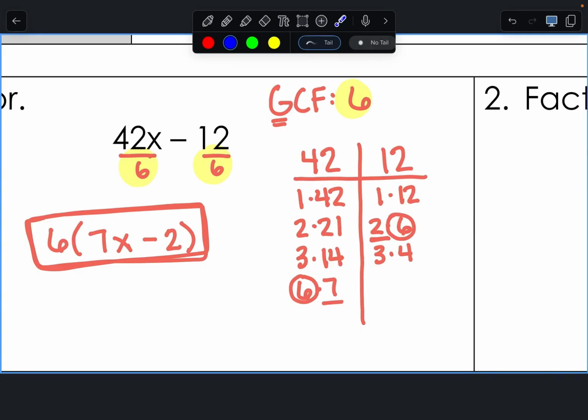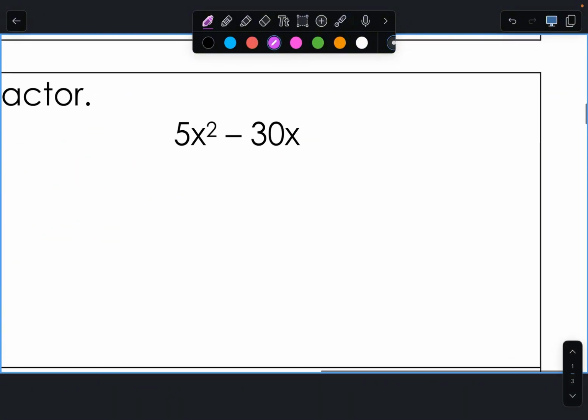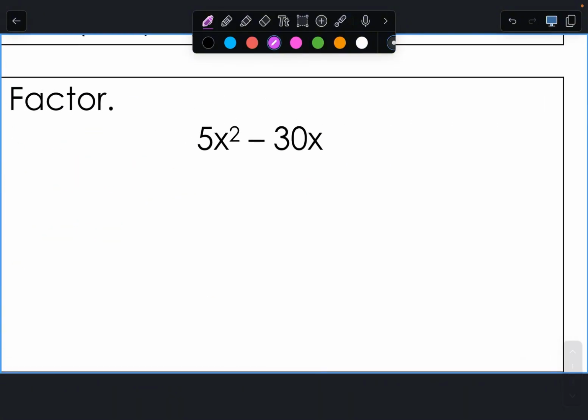Now, the very first lesson of the last unit was distributing polynomials, where we did 6 times 7x, 42x. 6 times negative 2, negative 12. All we're doing is working backwards. Number 2. Can anybody tell what the greatest common factor is just by looking at those numbers?